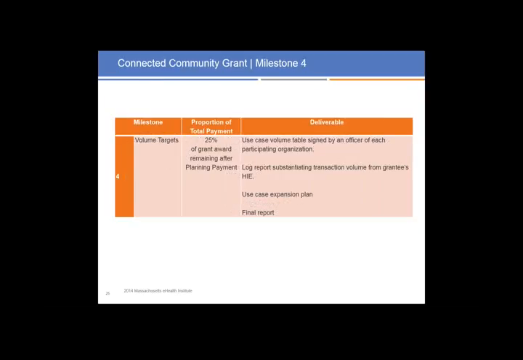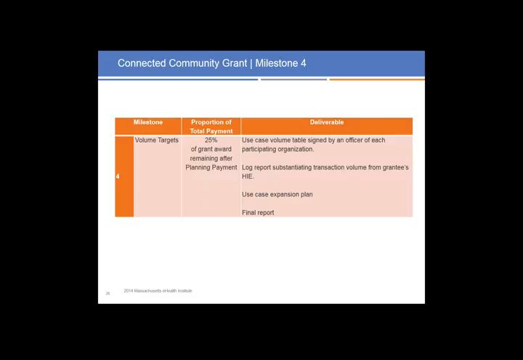And then the final milestone, milestone 4, is hitting your volume targets. Again, 25% payment. And here, use case volume table, looking for a use case volume table signed by an officer of each participating organization saying that you've hit your volume targets for the respective use case scenarios that we agreed to. A log report substantiating transaction volume from the grantee's HIE. Also looking for a use case expansion plan.